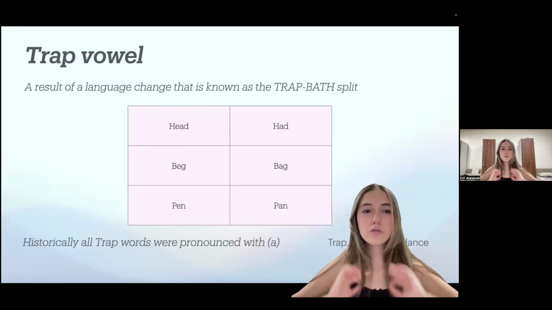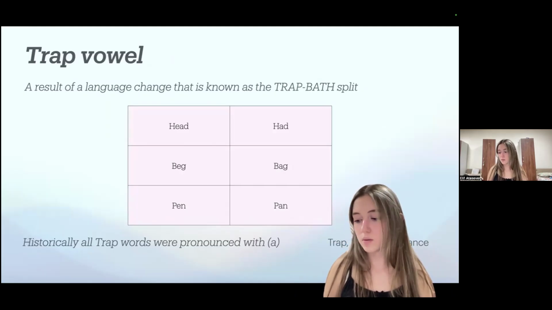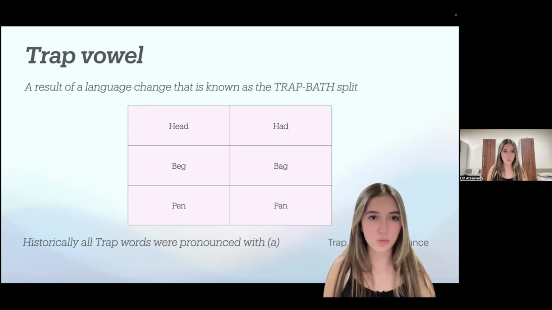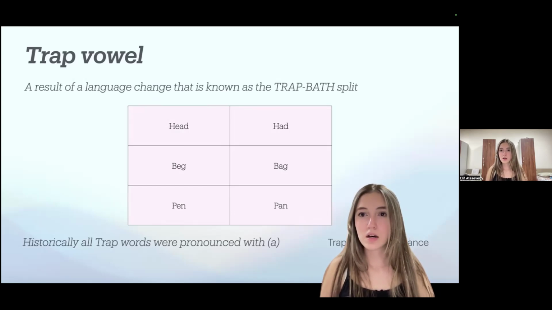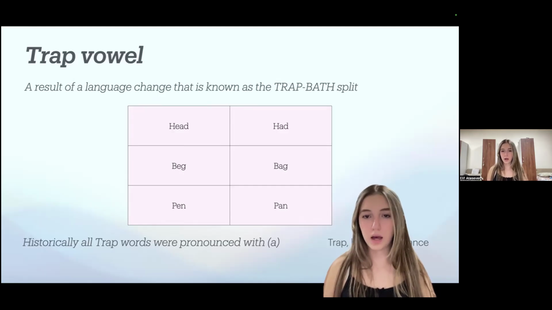And first we have the trap vowel. It's the result of a language change that is known as the trap-bath split, and compared to E, it is a more open vowel, but compared to A, it is a more closed vowel. And many languages don't have it as well. And I gave some words right here. I'm just gonna pronounce them, like head and had, beg and bag, pen and pan. You can hear the differences, right?